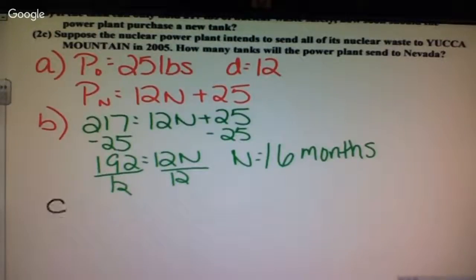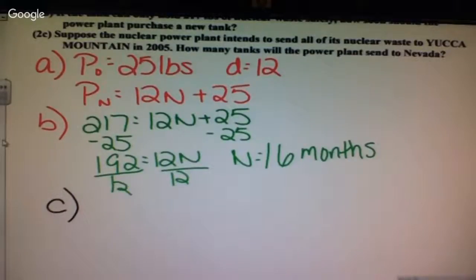Okay. Part C. Suppose the power plant intends to sell all of its nuclear waste. So they're going to sell it all. They're going to give it to Yucca Mountain in 2005. So they want to know if it's 2005, how many tanks do they have to sell?